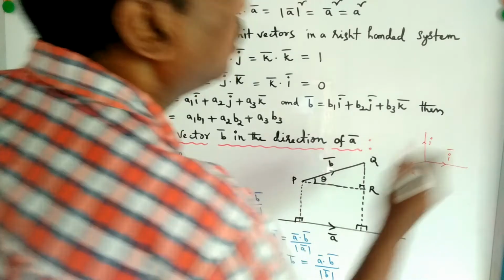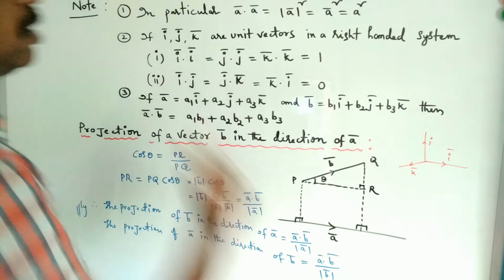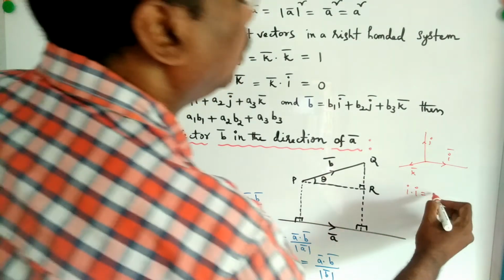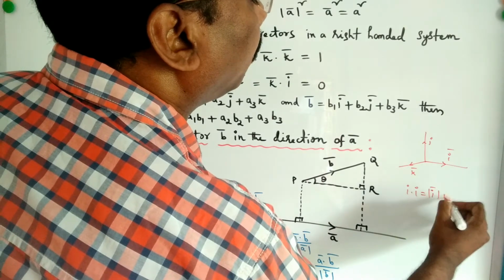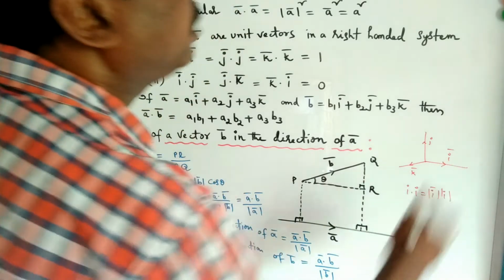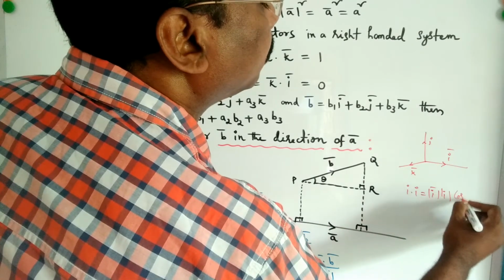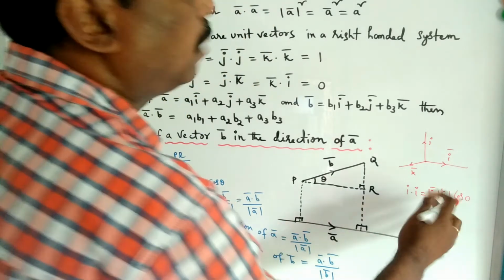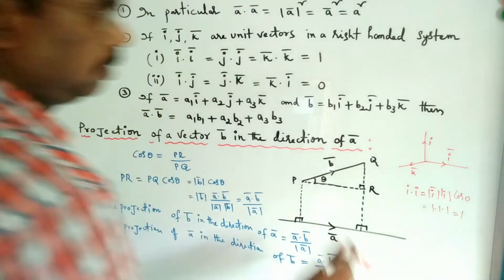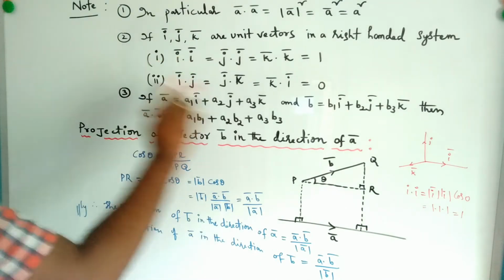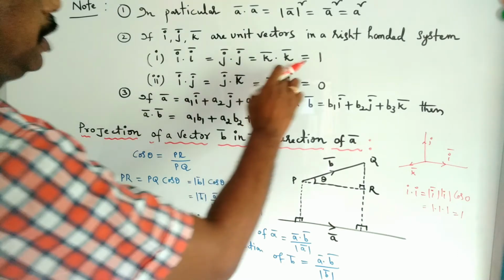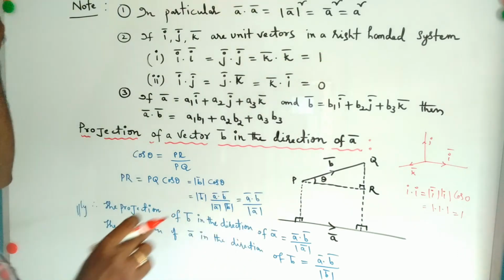I bar dot I bar is equal to mod I bar. Now the angle between I bar, I bar means cos 0. Cos 0 value is 1. Mod I bar value is 1. 1 into 1 into 1, that value is equal to 1. Therefore, I bar dot I bar is equal to 1. Similarly, J bar dot J bar is equal to 1. K bar dot K bar is equal to 1.